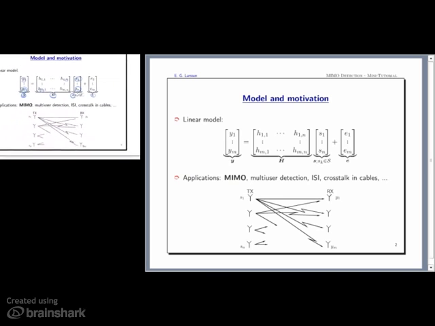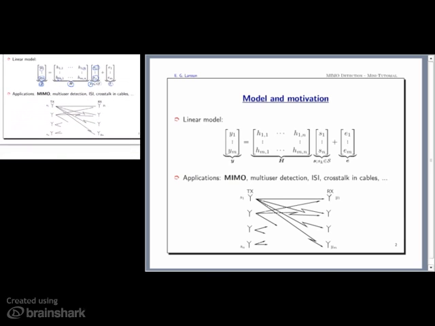This is a model that arises in many applications. The most important one, and also the motivation behind this lecture, is MIMO, multiple input, multiple output, multi-antenna wireless systems. And in a MIMO setup, the symbols S1 through Sn are transmitted simultaneously through n transmitter antennas. And then at the receiver, samples are observed, one at each receiving antenna. So if we have m receiving antennas, then we'll see samples y1 through ym.